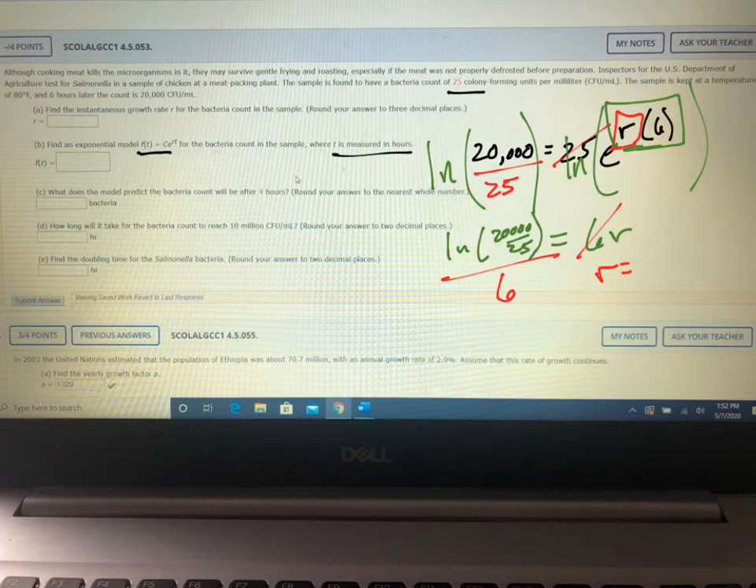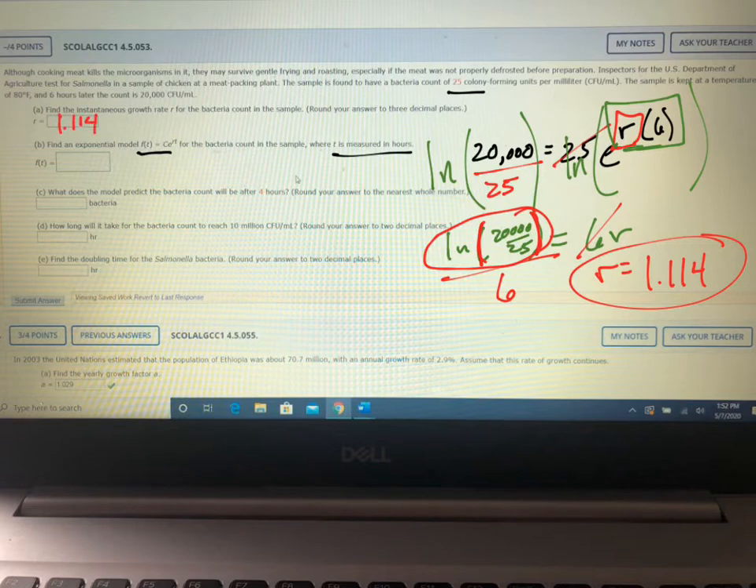So the natural log of 20,000 divided by 25, be careful with the parentheses. Type this in first, and then divide that whole thing by 6, and make sure you have parentheses around 20,000 and 25. So the rate is 1.114, that's the answer for part A. Part B, the answer would be f of t equals 25e to the 1.114t.